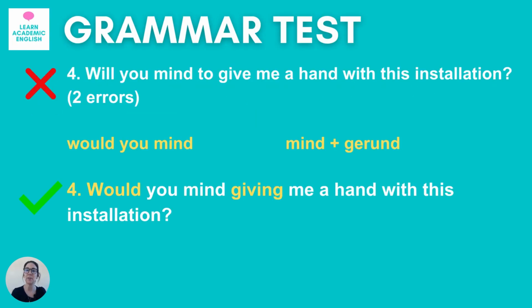There are 2 mistakes here. The first one is that we don't say, will you mind? We say, would you mind? Would you mind? This is a conditional. Second, with the verb mind, we use a gerund. Now you know that some verbs take the infinitive, some verbs take the gerund, some verbs can take both. Mind, we use the gerund, okay? So would you mind giving me a hand with this installation? Would you mind helping me? Would you mind lending me a hand? Would you mind giving me a hand?